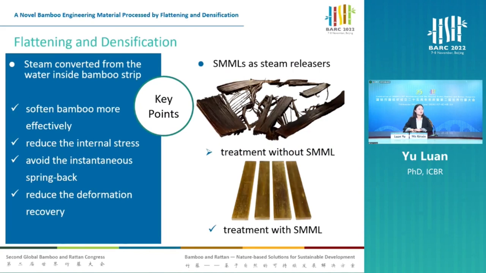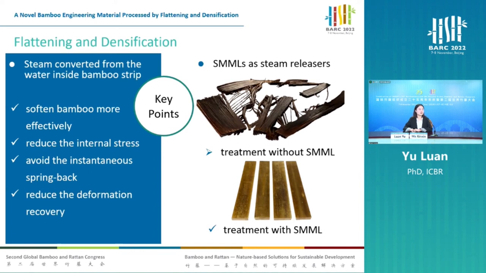There are two important innovations. Firstly, the arc-shaped bamboo strips were preconditioned to a high moisture content. With a high temperature, the water inside bamboo could convert to steam, which could not only effectively soften bamboo, but also reduce the internal stress, avoid spring back, and reduce deformation recovery.